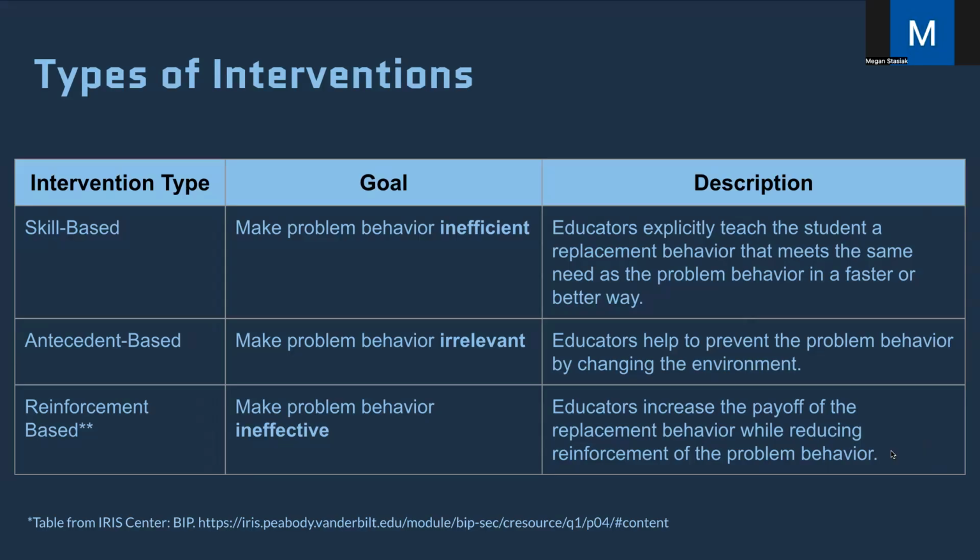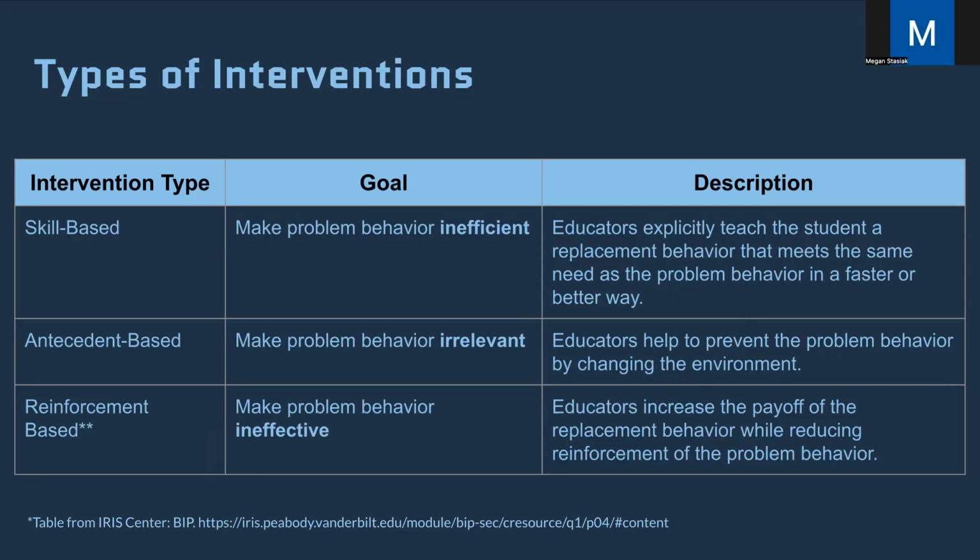Different types of interventions you might see under Part 4 are skill-based, antecedent-based, and reinforcement-based. Typically, your BIP is going to have probably something from each of these, maybe numerous things from each of these areas. Again, it's going to really depend on your student. This is why a lot of our BIPs look different from student to student because they're very unique to each.